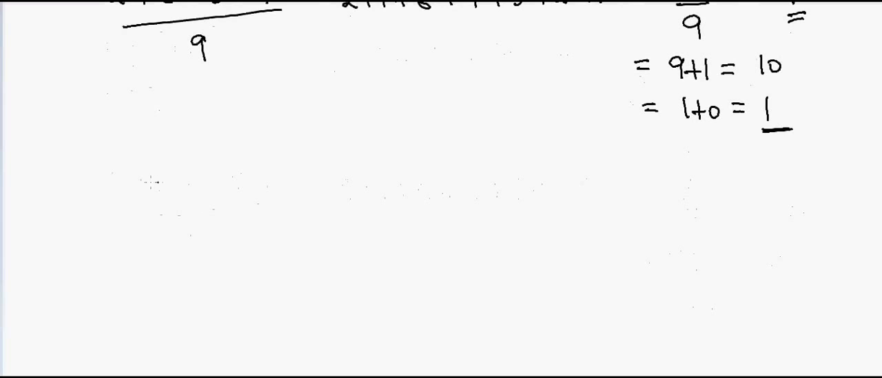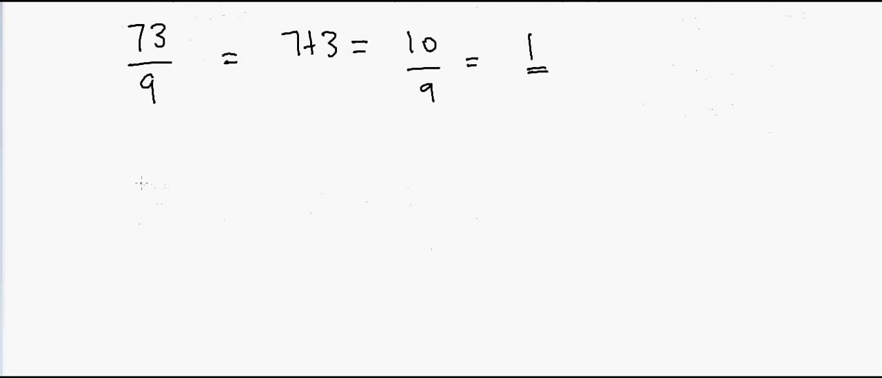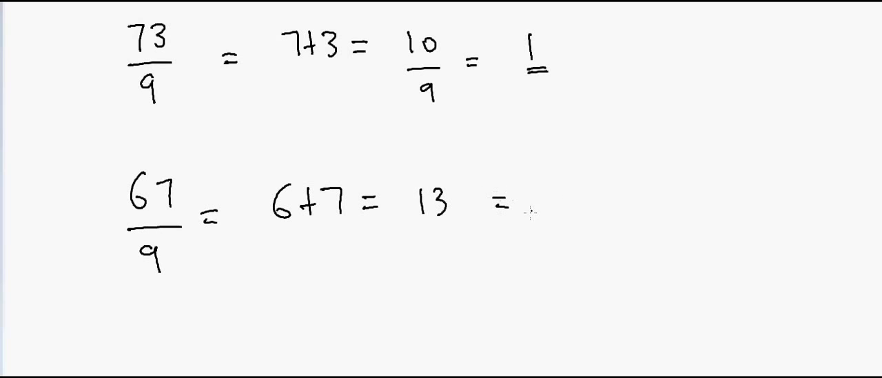Another, much easier example: if I have 73 and I want to divide by 9, we know that 7 plus 3 is equal to 10, and if I divide it by 9, my remainder will be equal to 1. Again, if I have 67 and I want to divide by 9, in that case 6 plus 7 is equal to 13, and again 1 plus 3 is equal to 4, so the remainder is 4. Another way is to divide 13 by 9, and you will also get 4. So if you divide 67 by 9, the remainder should be 4.